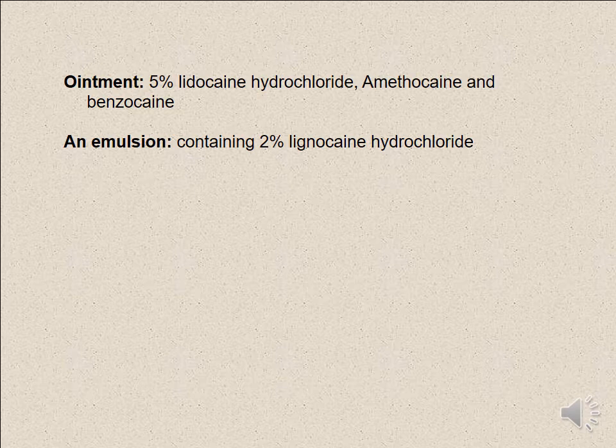Another type of topical or surface anesthesia is ointment. We have 5% lidocaine hydrochloride or amethocaine and benzocaine used as ointment for surface anesthesia for the skin or mucosa of the oral cavity. This can be used before an injection for an anxious patient, so it reduces the pain when inserting the needle.